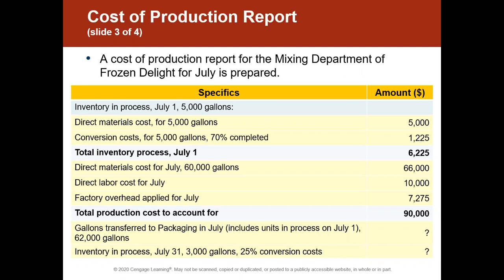And those costs are $1,225. So the total inventory sitting there on July 1st that's in process is $6,225. Then during July, they make another 60,000 gallons. The direct materials costs were $66,000, so it was a little bit more per gallon than that. Direct labor costs for July, factory overhead applied in July. So the total production costs they have to account for is what they had plus anything they added in, which adds up to a total of $90,000.